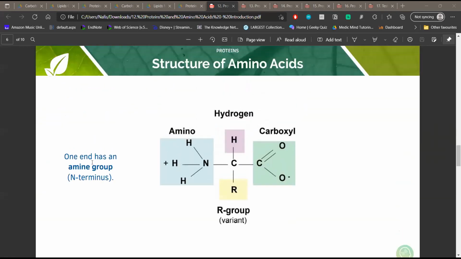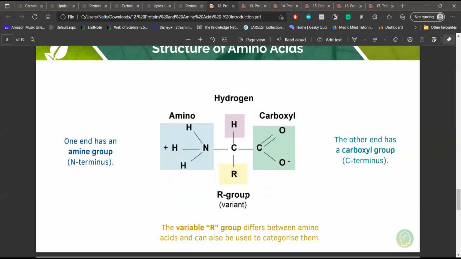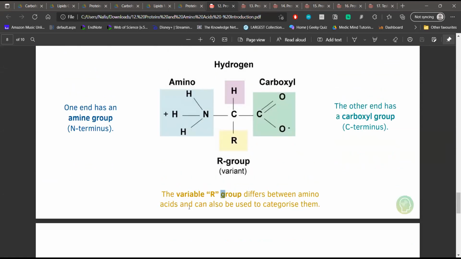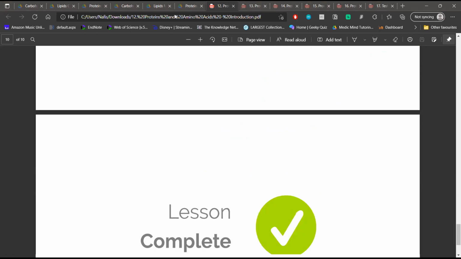One end has an amine group. That's called the N terminus, N because it's the nitrogen terminus. And the C terminus, because it's the carbon terminus, is the carboxyl group at the other end. The variable R group differs and can also be used to categorize them, so you can have a really huge variety of categories for the amino acids. So far we're okay.